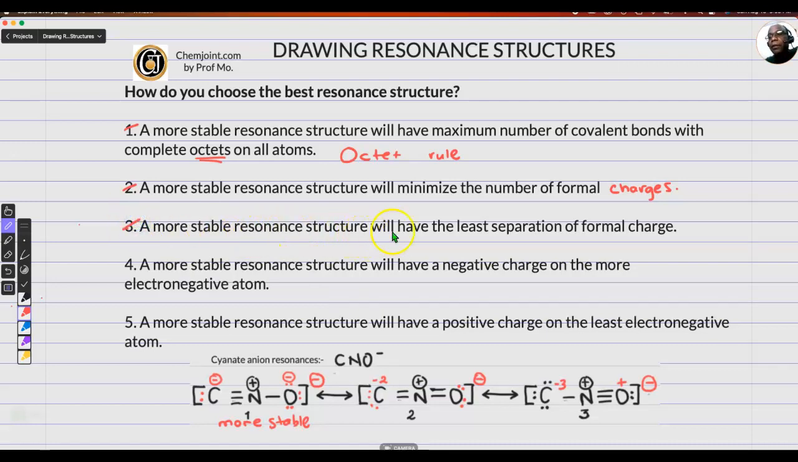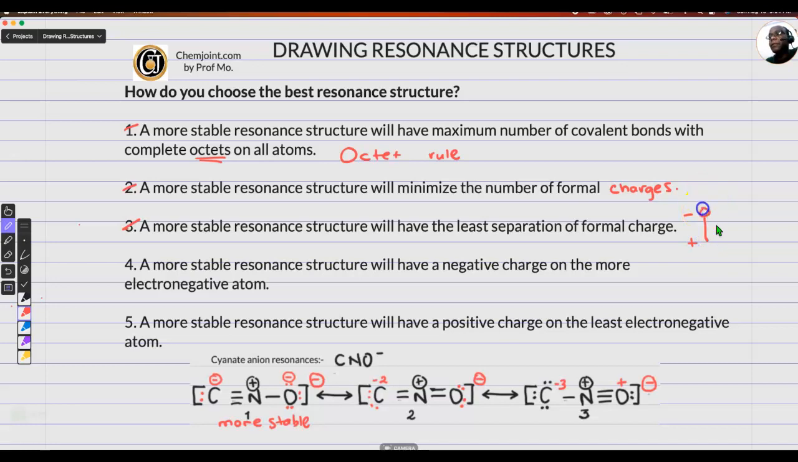Number 3, a more stable resonance structure will have the least separation of charge. This means you don't want the charges to be far apart. You want them to be as close as possible, meaning the negative and positive. Of course, you don't want the negative and positive on the same atom, because that will cause like charge repulsion. You want negative and positive charge to be quite close.